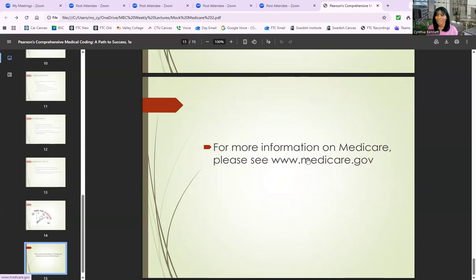lecture was helpful and that it gave you a more clear understanding of Medicare and the different parts that they actually offer, who's eligible, who qualifies, how they qualify. So I hope that this information was helpful to you. So again, if you have more questions, please feel free to visit www.medicare.gov. Thank you.